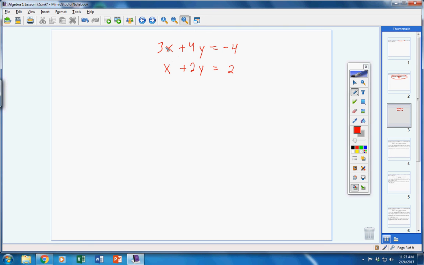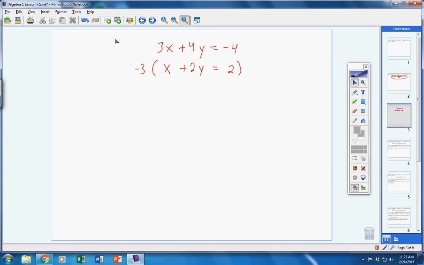And so we want to do something to the x's or to the y's to make them eliminate or cancel out, okay? It doesn't matter which one you choose. For me, I'm going to choose my x's, I have a 3 here and a 1 here. So if I multiply this bottom equation by a negative 3, that'll give me a negative 3 right here, which will cancel with my positive 3.